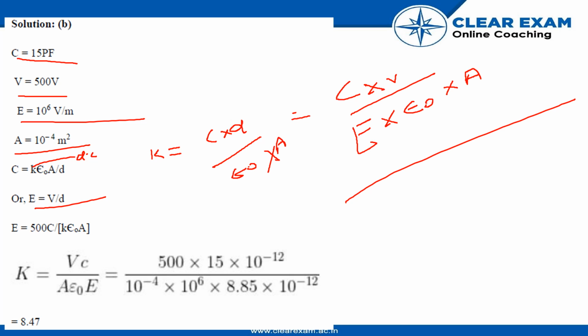C is also given, that is 15. For V we have 500. For E we have 10 to the power 6. Epsilon naught is also given. For the area, 10 to the power minus 4. So we apply the formula and we get the value, that is 8.47. So option B is the right answer.